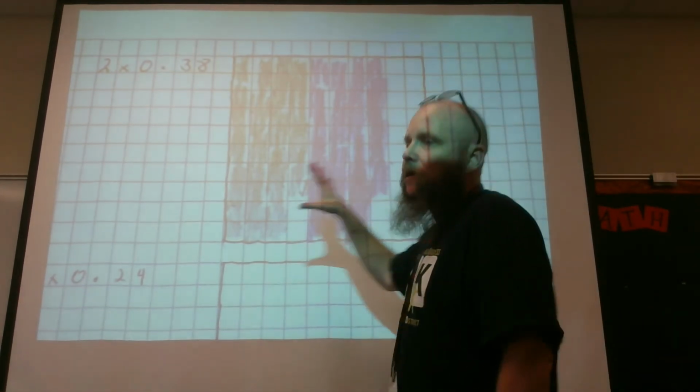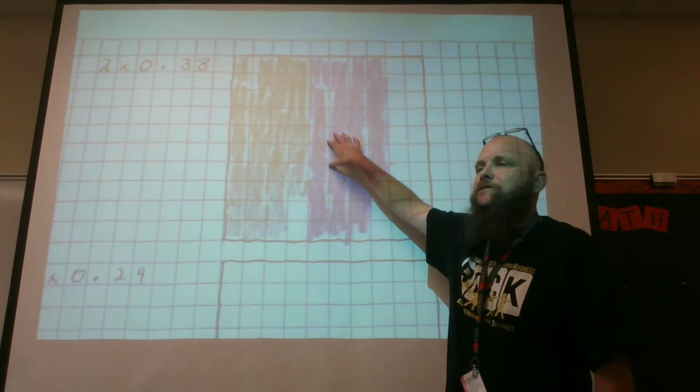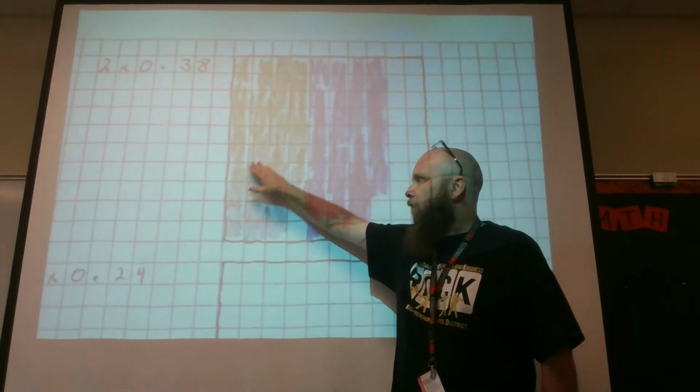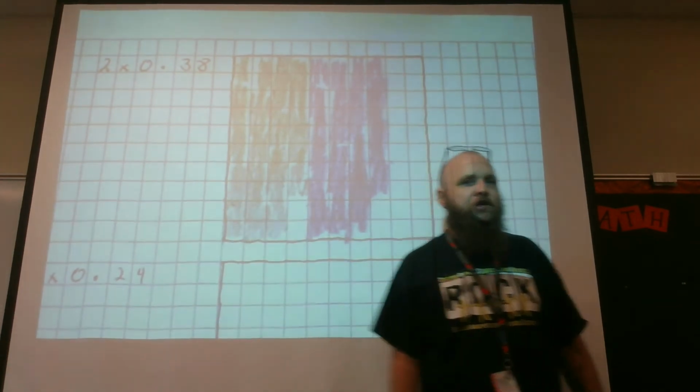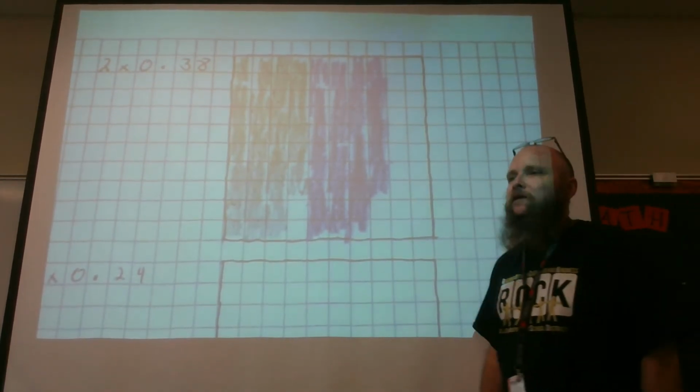Now your product, this is our two groups of 38 hundredths, or 2 times 38 hundredths. Your product is how many hundredths are shaded in. How many hundredths are shaded in? Tucker.